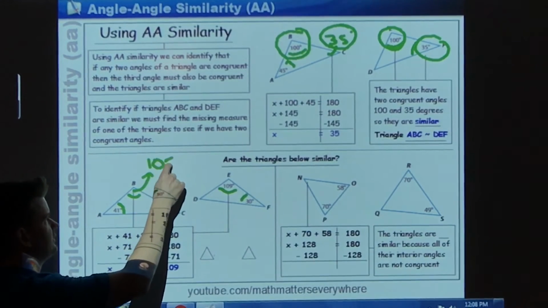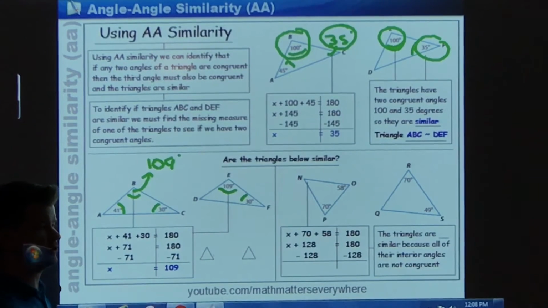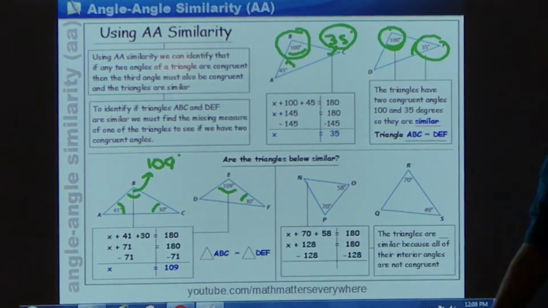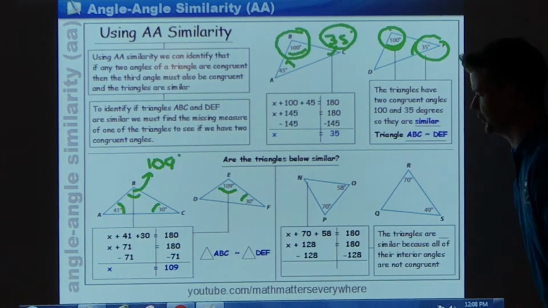Do we have two congruent angles now? Yes or no? Yes. So are these triangles similar? Yes or no? Yes. So triangle ABC, once again, is similar to triangle DEF. All you need is two. That's it. You get two. The third one has to be congruent.